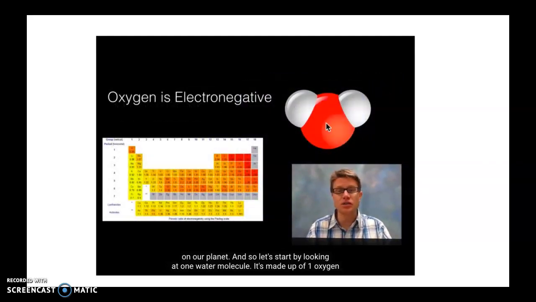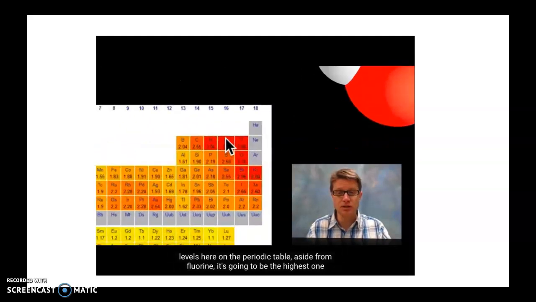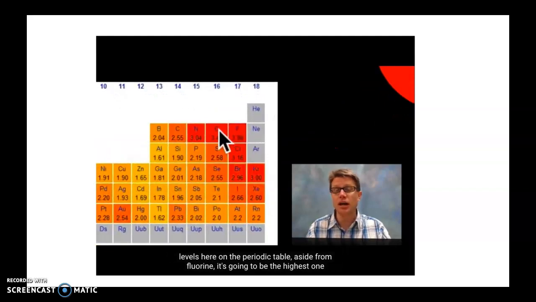It's made up of one oxygen atom and two hydrogen atoms, and what you should know is that oxygen is highly electronegative. What does that mean? It's going to pull electrons towards it, and if we were to look at those levels here on the periodic table, aside from fluorine, it's going to be the highest one there.